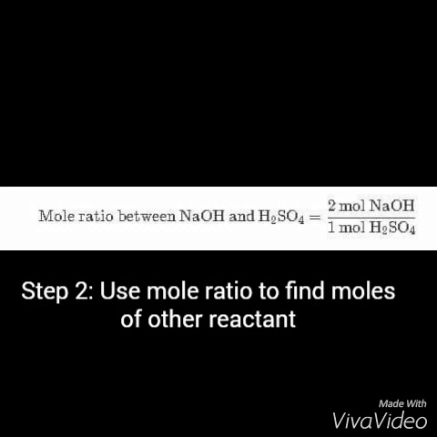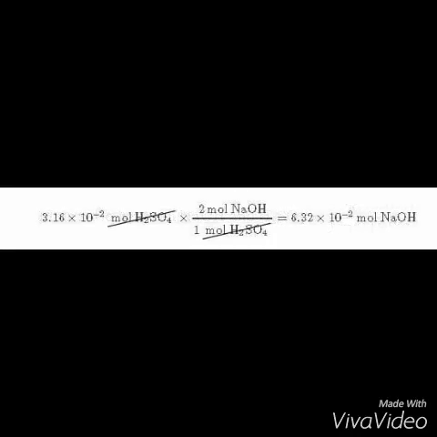Step 2. Use the mole ratio to find moles of the other reactant. The mole ratio between NaOH and H2SO4 is equal to 2 moles NaOH over 1 mole H2SO4. Now, we can use the ratio to convert moles of H2SO4 from step 1 to moles of NaOH.